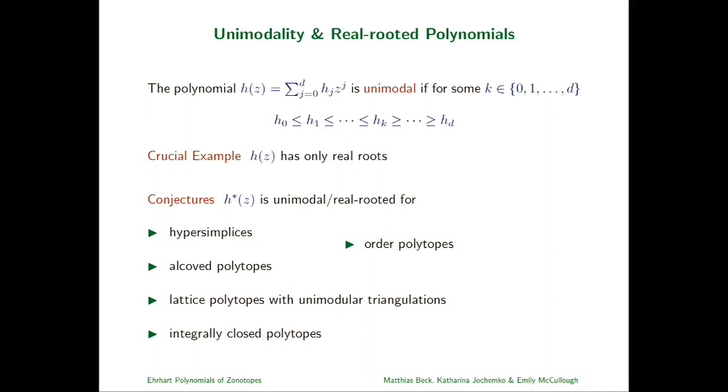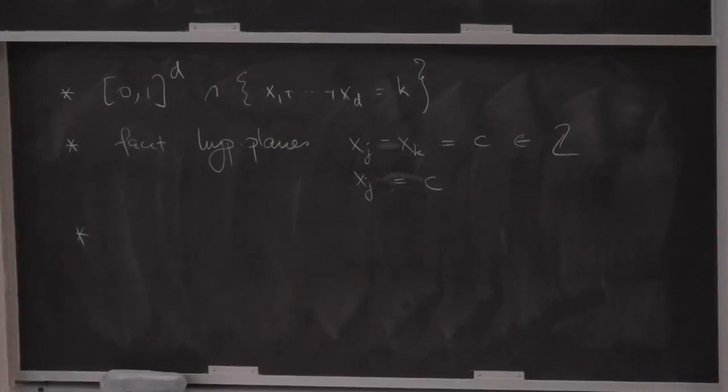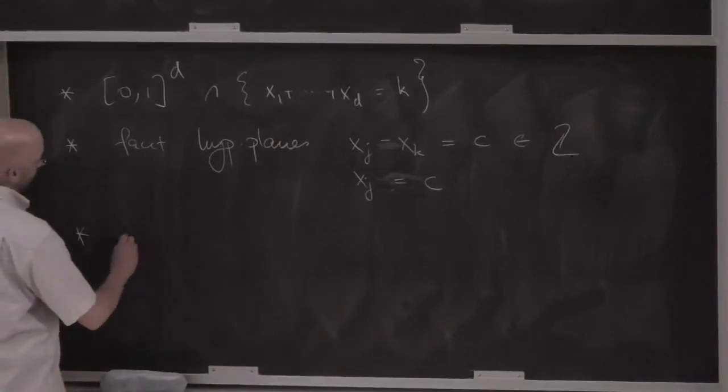Okay, so in general, if you just pick up a lattice polytope on the street, it will not have a unimodular triangulation. But for those that do, there's a conjecture that H star is unimodal. And there's one more general family of polytopes: integrally closed polytopes. Some people call this the integer decomposition property. So what's that? It looks a little funny, but it actually has geometric meaning.